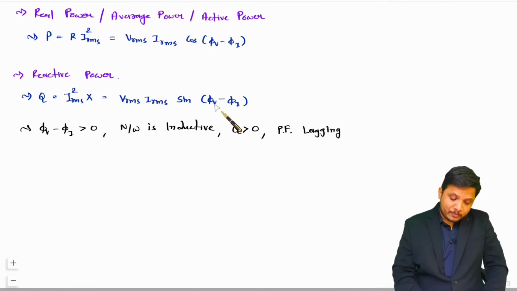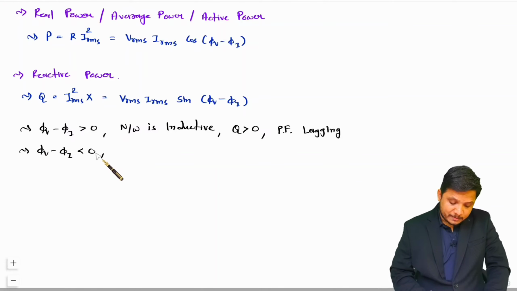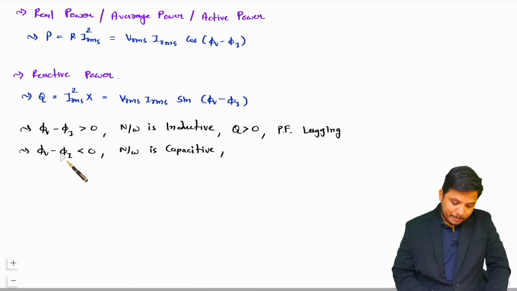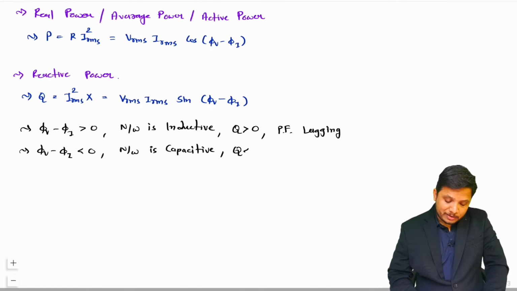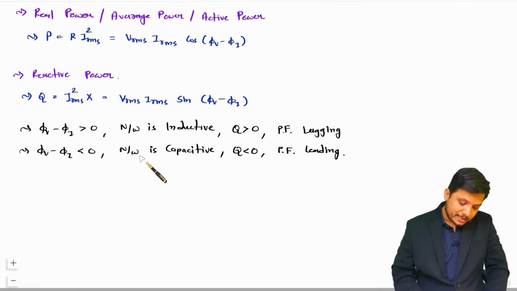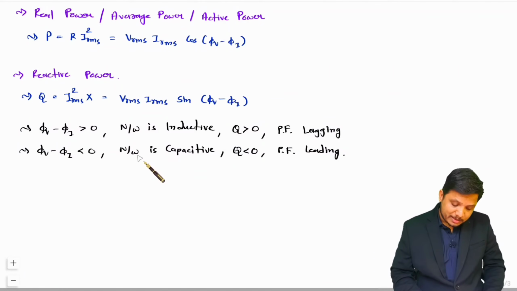And if phi V minus phi I is negative, what does it mean? It means that voltage is lagging with respect to current. So the network will be capacitive. For a capacitive network, this sign will be negative, as well as Irms square with the imaginary component of X, that is minus j by omega C, so that will be negative. So you will have Q negative. In that case the power factor is a leading power factor. These are very essential key points that you must remember.